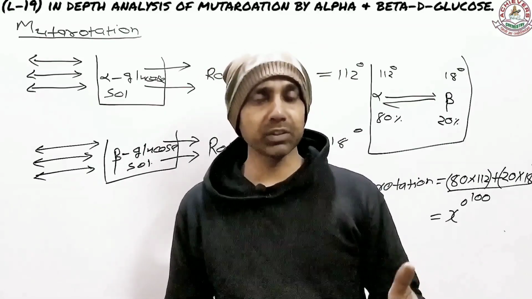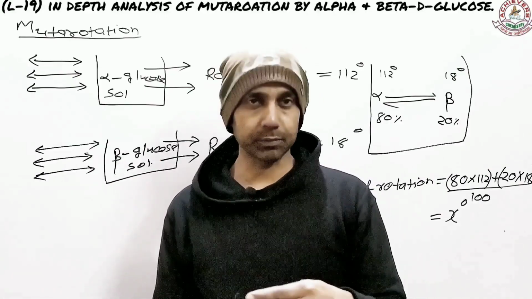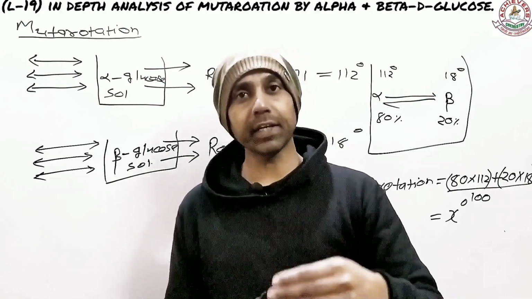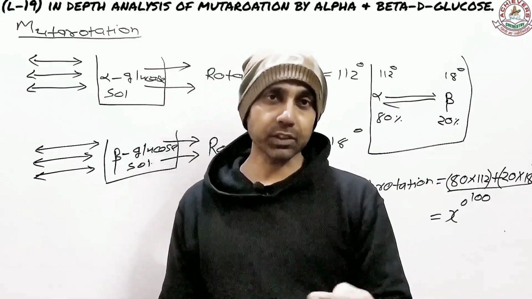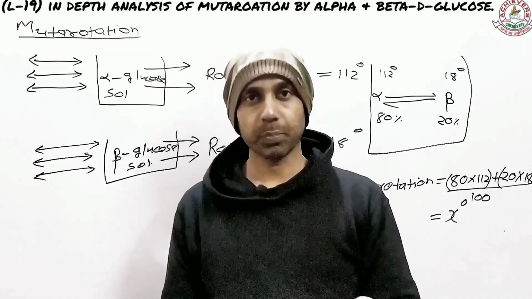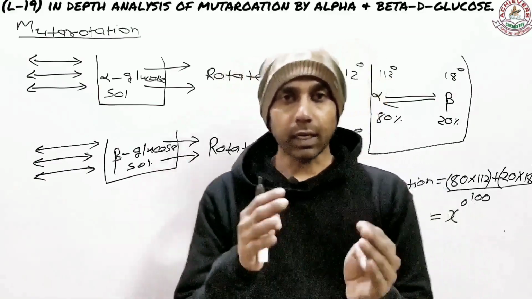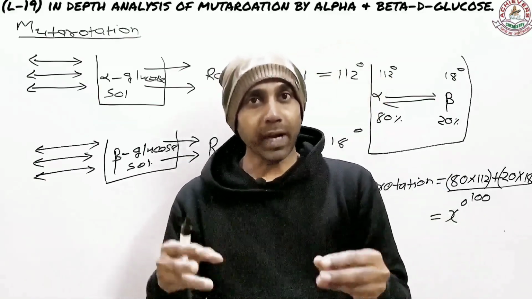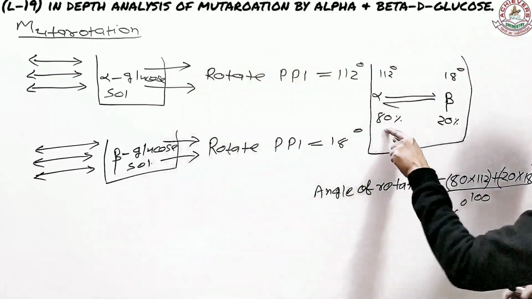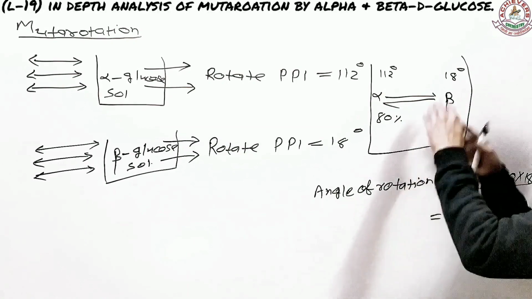Let me repeat every concept I just made you understand. PPL, it's a light that does not travel in every direction. It travels in one direction. So when you pass a PPL through a solution like alpha glucose, it will rotate about 112 degree, and if you pass the same light through the beta, it will rotate by around 18 degree, right? But as you also know, in a solution of alpha, the alpha constantly changes into beta. Why? Because this is a reversible reaction. And suppose in a solution of alpha and beta, the alpha is about 80% and beta is about 20%. So how can we get to know what will be the overall rotation?